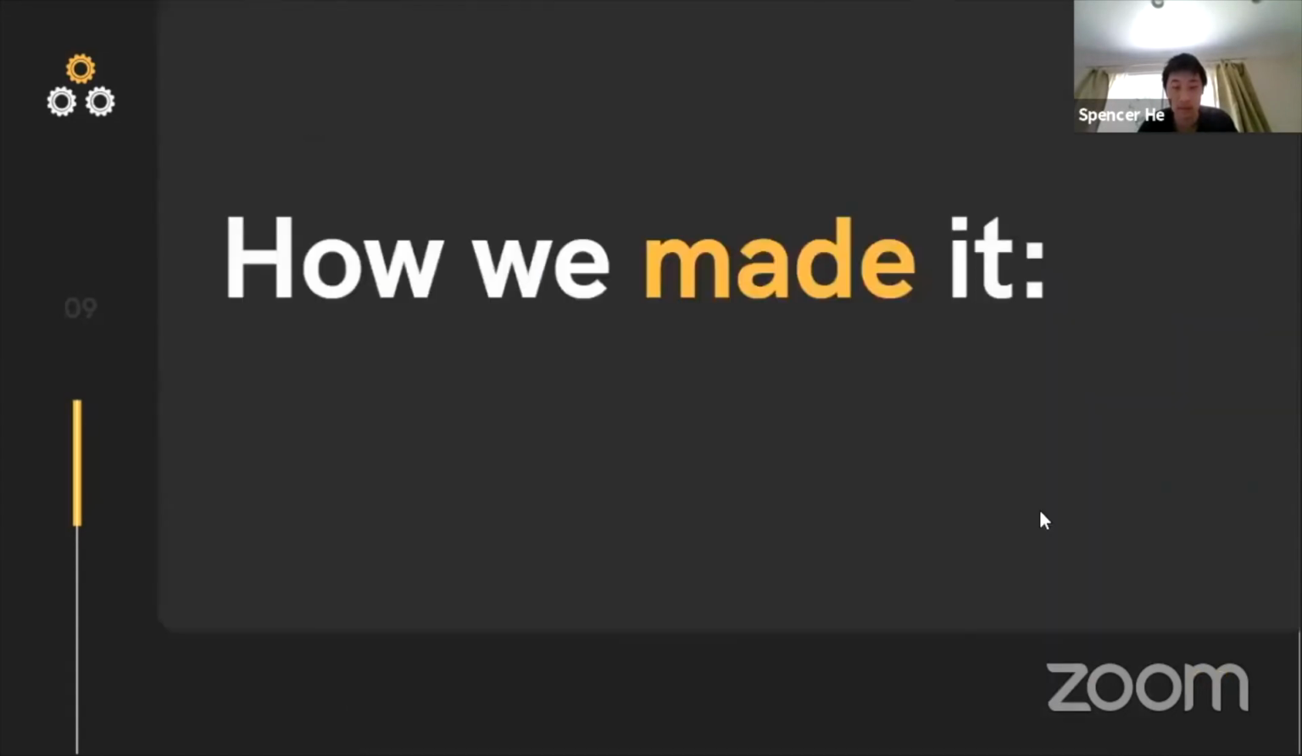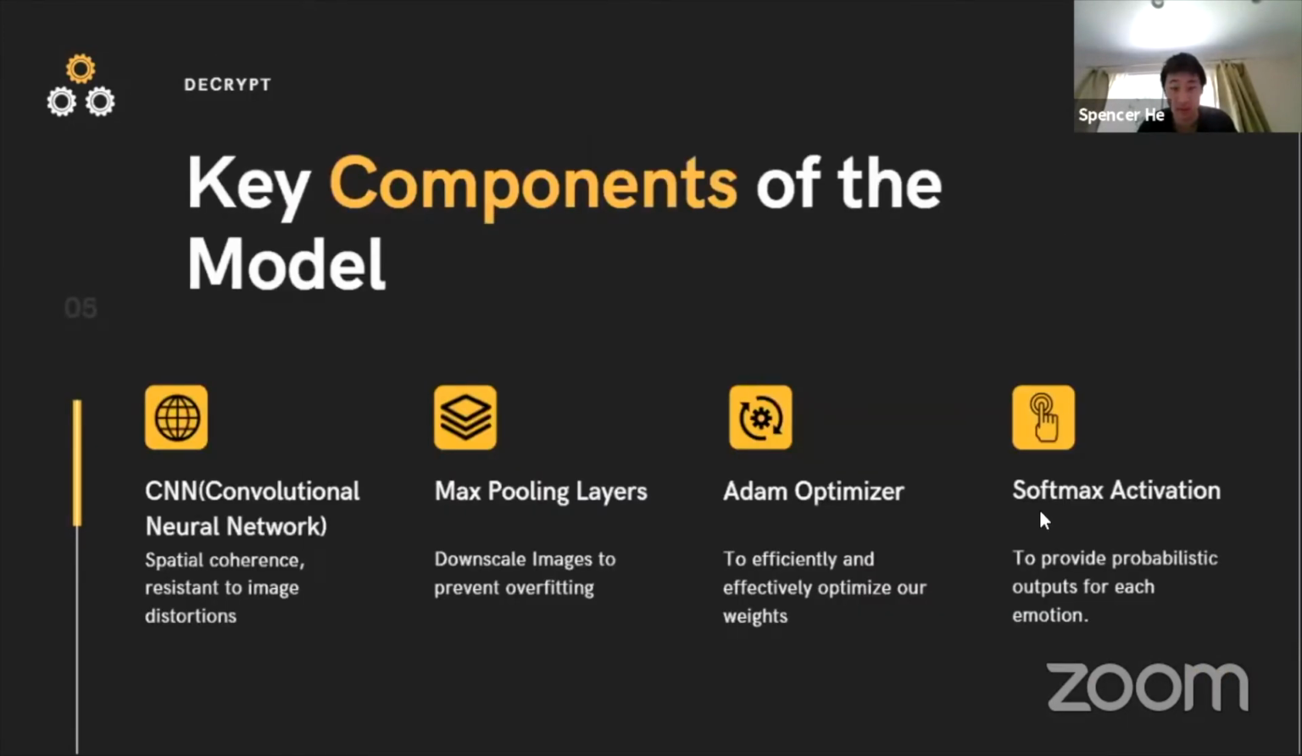We basically made this with 4 different components. The first one, we used a CNN model because of its spatial coherence, and it's really fit for image classification. The second, we used max pooling layers, which were really compatible with CNN layers to downscale the image and to prevent something called overfitting. And then the third one, we use an Adam optimizer, which just overall smoothens things up and effectively optimizes our weights. And then the last one, we use softmax, and softmax just allows us to output a probability for each emotion, so we can know which emotion has the highest probability.